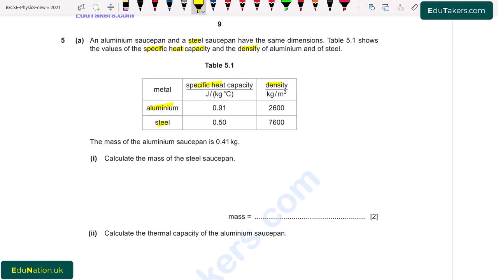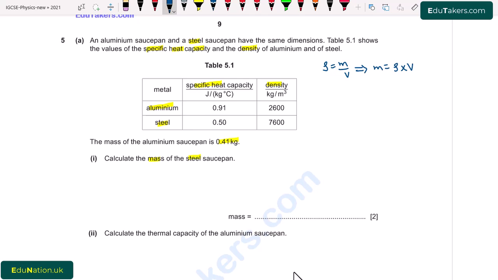The mass of aluminium saucepan is 0.41 kg. Part 1. Calculate the mass of the steel saucepan. So here we have to calculate the mass of steel saucepan. We know that here density is given, and we know that density is equal to mass per unit volume. We have to calculate mass. I write here mass will be equal to the product of density and volume. Here density is given, but we don't know what will be the volume of steel saucepan.